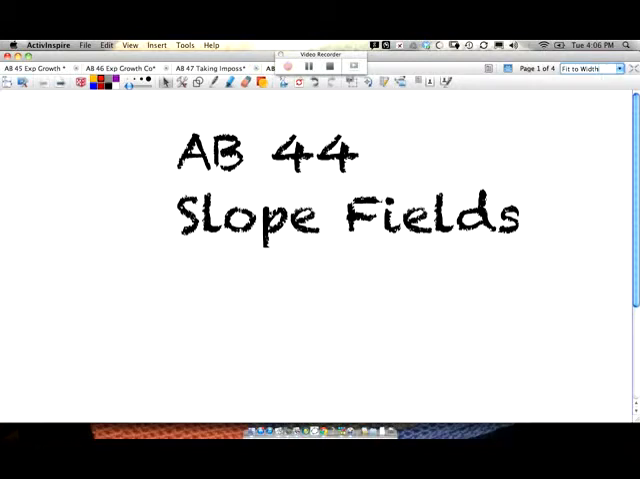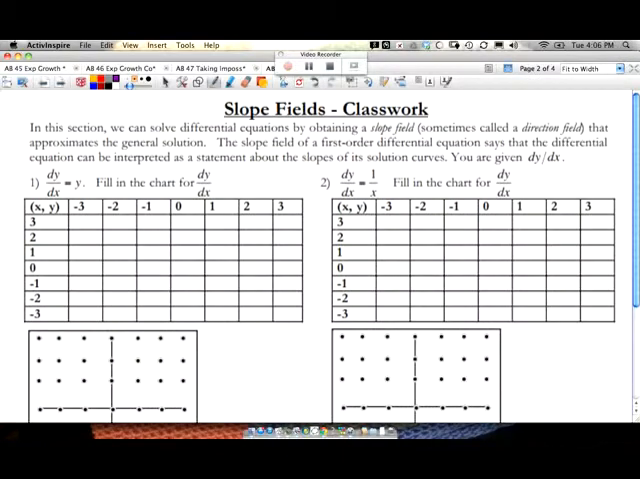Alright class, right now we are looking at AB44, which is about something called slope fields. Now, what is a slope field? A slope field is really just a whole bunch of derivatives all overlapping, taking all the derivatives and putting them all over the place. Let's just jump right into it.